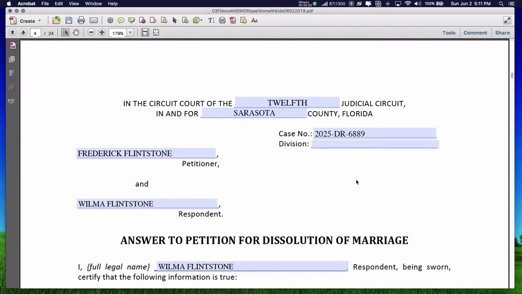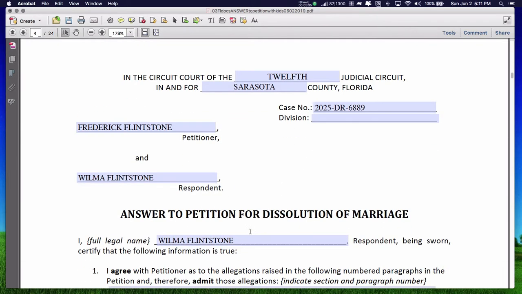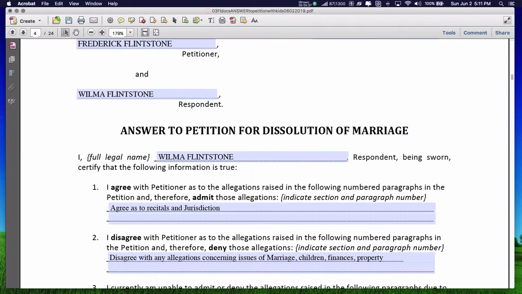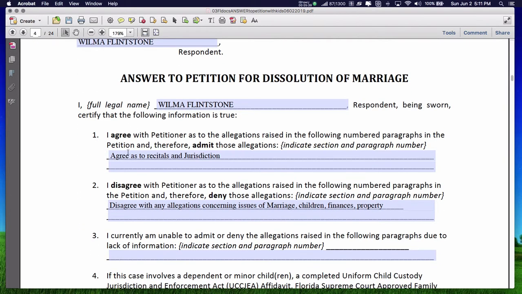You'll notice everything is filled in already. All these form fields are filled in. This is your answer to the petition. I've already answered it for you. You're going to agree as to the recitals, in other words, that the two of you were married on this date and time, and jurisdiction is appropriate.